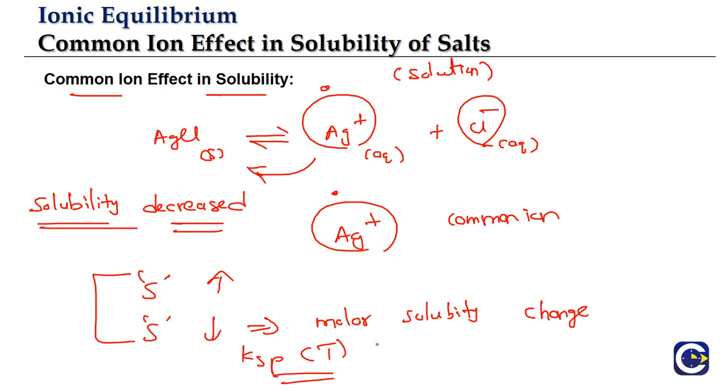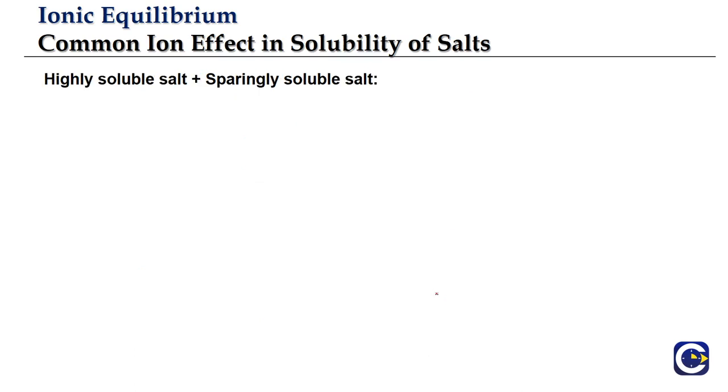And here the common ion effect we will see in two scenarios. One is if you have a sparingly soluble salt which is dissolving in the presence of a highly soluble salt. The second case will be if you have two sparingly soluble salts which have a common ion. So these are the two cases we will be considering in case of the common ion effect for the solubility. So let's start with the first case. What is the first case? If you have a highly soluble salt, like for example NaCl, sodium chloride, with a sparingly soluble salt, let's say for example AgCl.